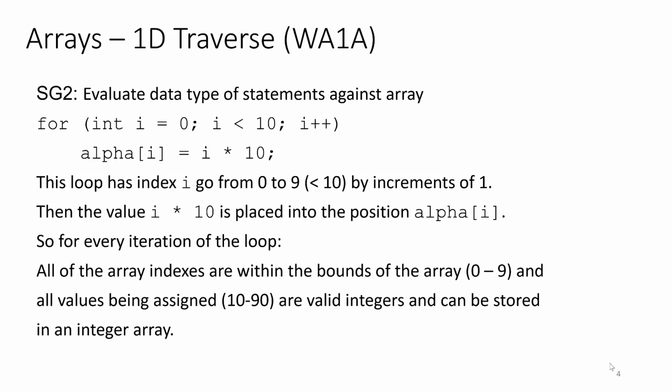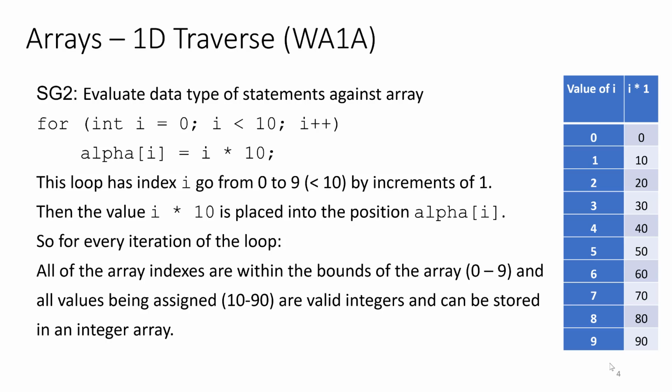So for every iteration of this loop, all of the array indices are within the bounds of the array, 0 through 9, and all of the values being assigned, 0 to 90, are valid integers and can be stored in an integer array. Here we see a table that has the value of i and then the value of i times 10.